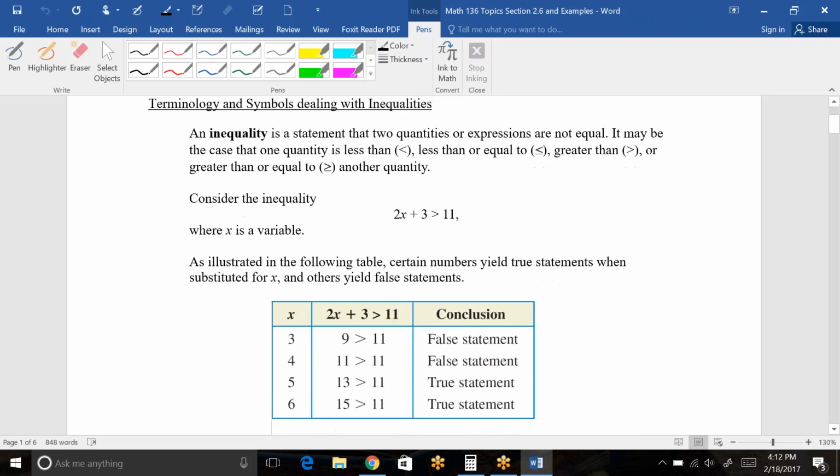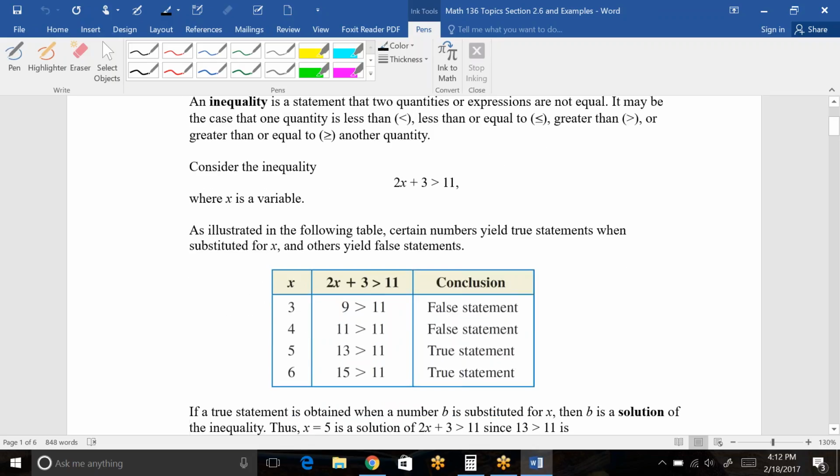So consider the inequality 2x plus 3 is greater than 11, where x is the variable. If you didn't know how to solve it, you could try testing different x's to see if they come out as true or false. In this table, they put in 3, which 2 times 3 would be 6, plus 3 more would be 9, and 9 is not greater than 11, so that would be a false statement. You could try 4, and that would make 8 plus 3, which is 11. 11 is not greater than 11. If that had been an equal to sign, we would have been okay, but it is not greater than itself, so that's also false. 5 gives us 2 times 5 is 10, plus 3 is 13. 13 is greater than 11, so this is true, and then 6 is also true.